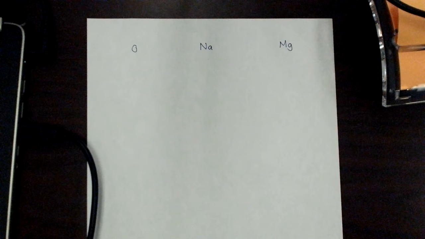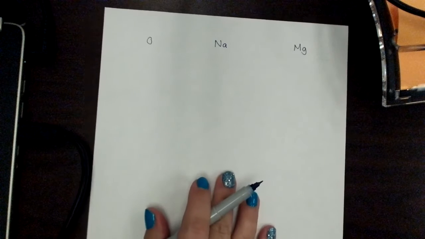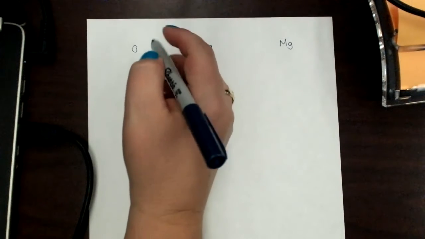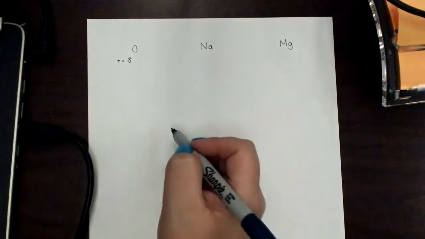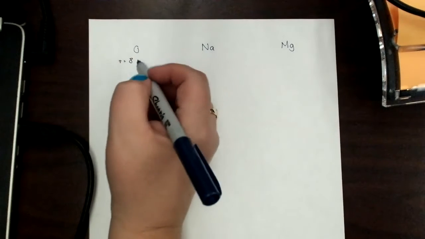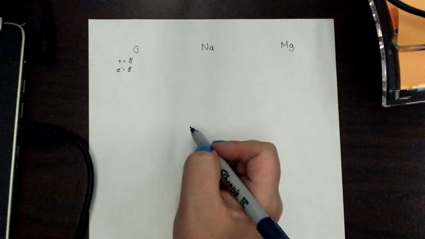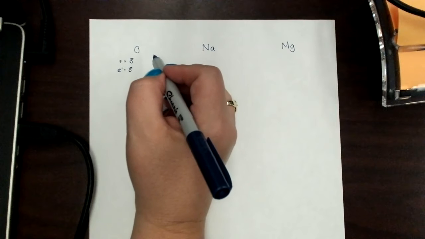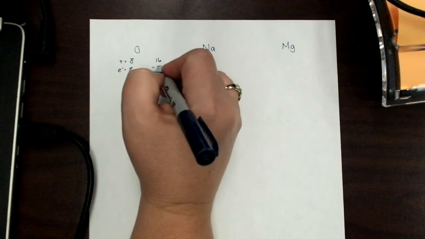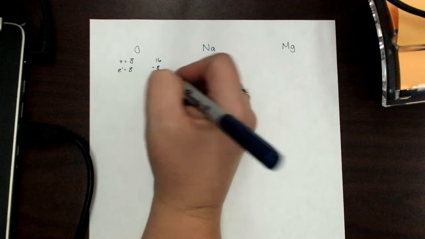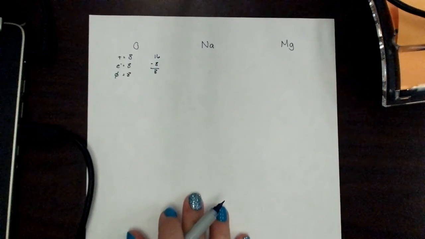So in the lecture, I gave you these three elements. And we found the number of protons, electrons, and neutrons. So for oxygen, because its atomic number is 8, that tells me that there are 8 protons. Since it has no charge, that means that it has 8 electrons. And then to find the number of neutrons, I subtract the atomic number from the mass number. That would be 16 minus 8, which gives me 8 neutrons. So 8, 8, and 8, okay?